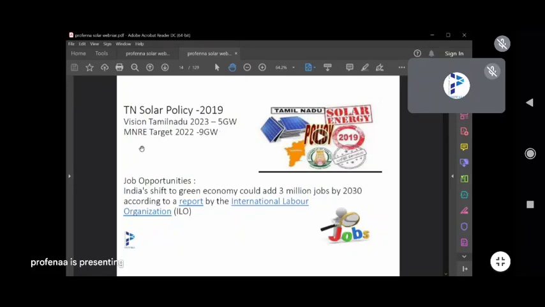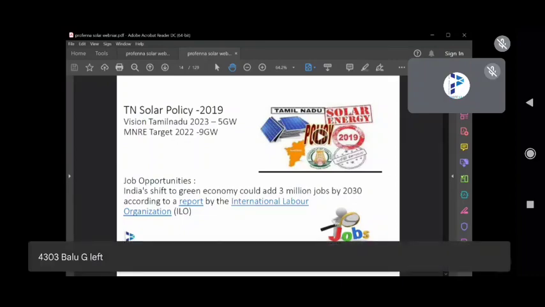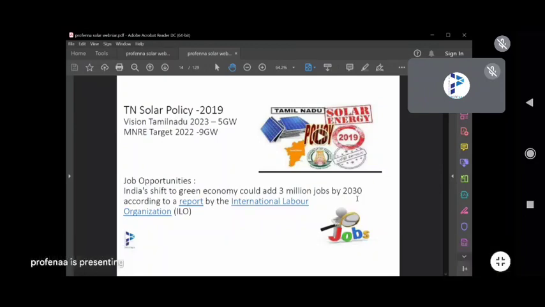But MNRE has given a target of 9 gigawatts for this year. What is the gap? Approximately 5 gigawatts, because Tamil Nadu has already installed 4 gigawatts, so the remaining 5 gigawatts are needed, totally 9 gigawatts. So here also there is potential for job opportunities. In and around India in total, by 2030 there will be 3 million jobs available, as per the International Labour Organization report.